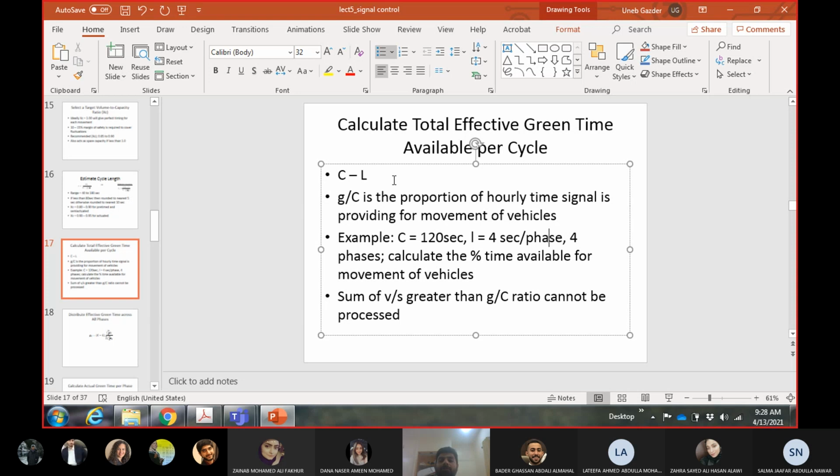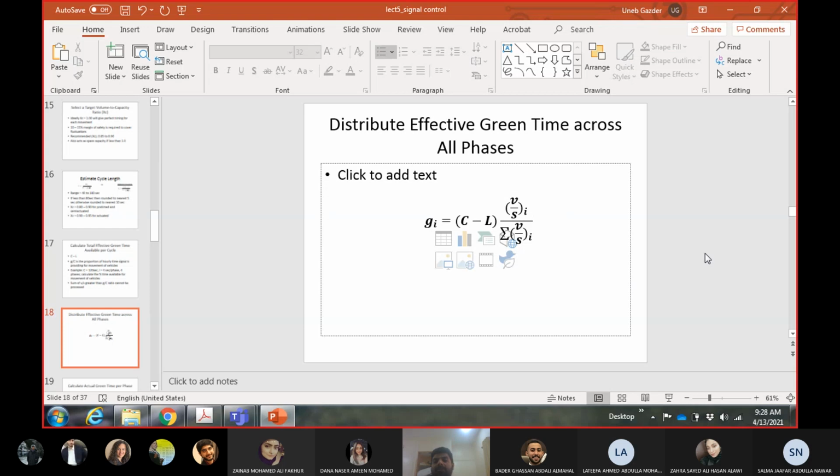So you find out the total effective green and the G by C ratio, which will give you the amount of time available in the hour for the movement. And this is how you calculate the effective green time for each phase. Total effective green time, C minus L, times V by S ratio of the critical lane group in that phase, upon the summation of V by S ratio, so the total V by S ratio. Okay, so this is simple.